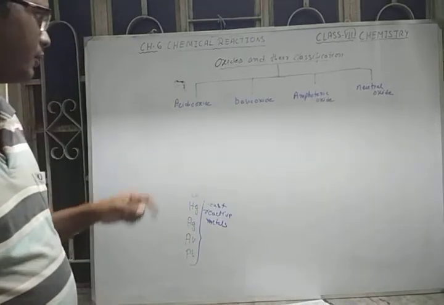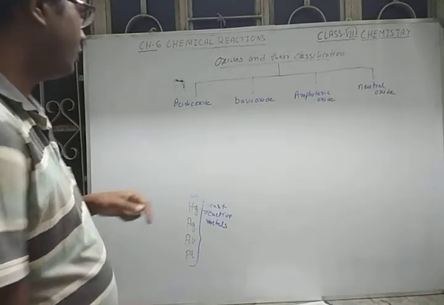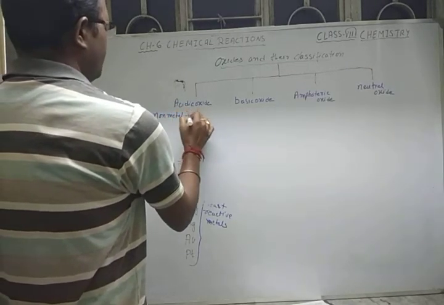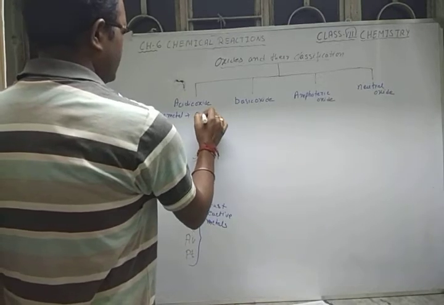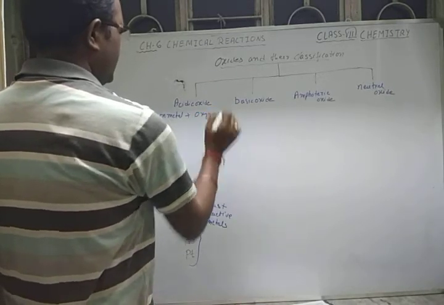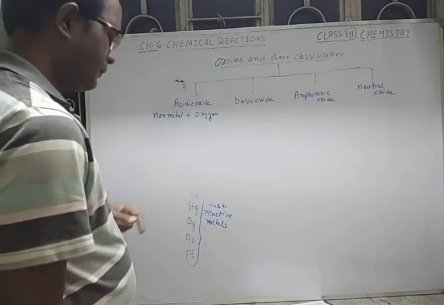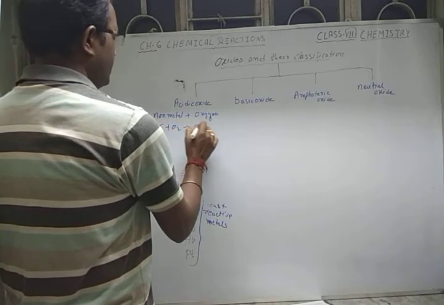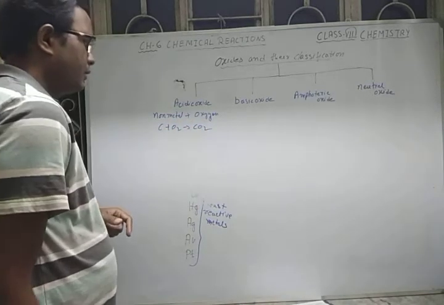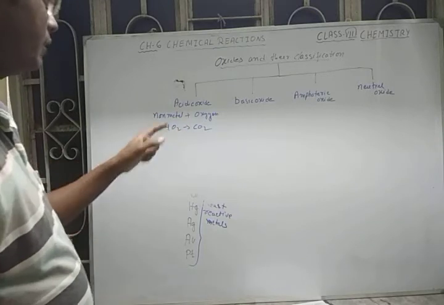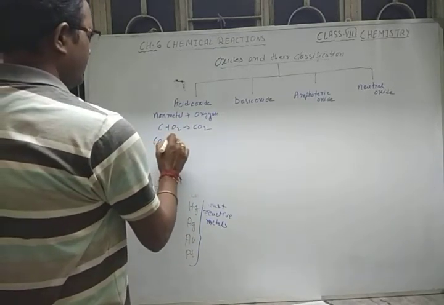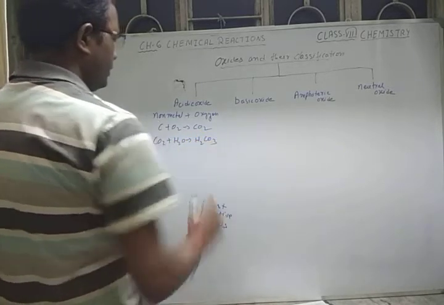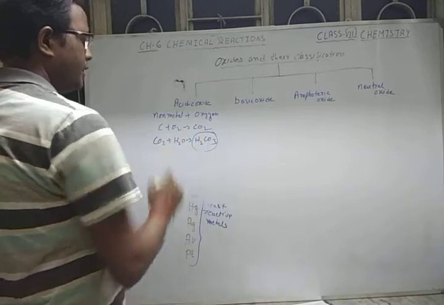If we discuss the acidic oxide, when non-metals react with oxygen, it gives an acidic oxide. For example, carbon plus O2 gives CO2. Okay. So why is it called acidic? Because when this CO2 reacts with water, it gives carbonic acid, H2CO3. So this is acidic in nature.